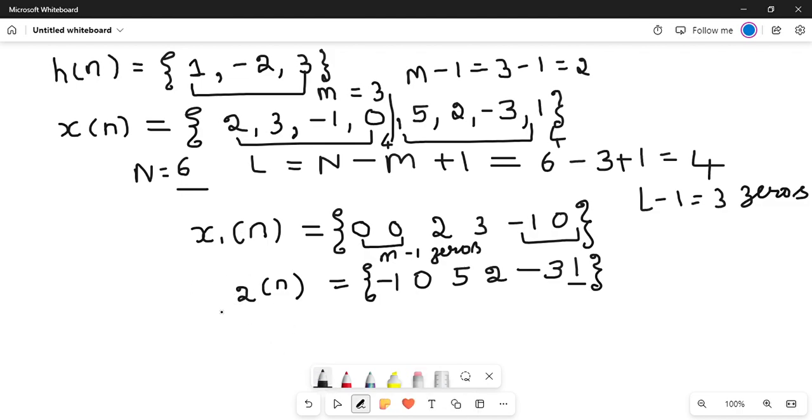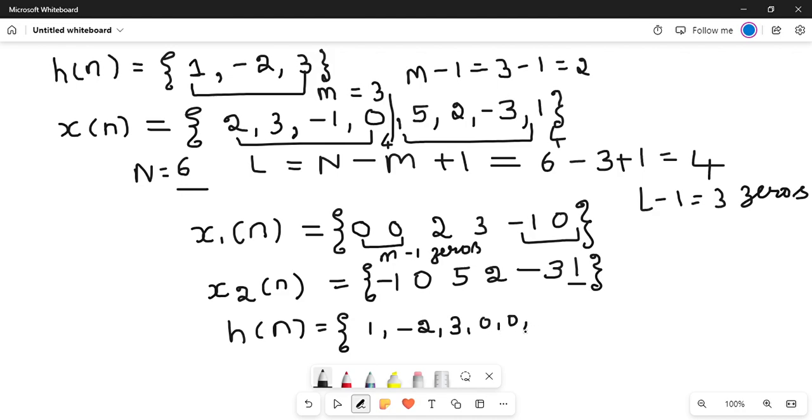Okay, so when you try to solve y1 of n and y2 of n, before that you are supposed to satisfy h of n also. To satisfy h of n, what did I say? You should add l-1 zeros at the end. So what was l? l was 4, and 4 minus 1 is 3. So we add 3 zeros. So that is 1, -2, 3, and then 0, 0, 0.